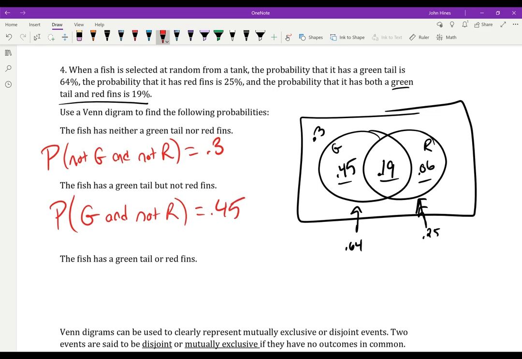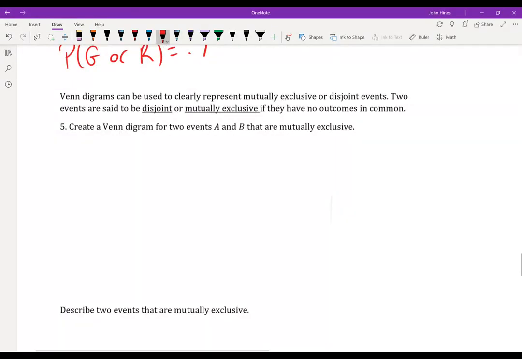And then I also have green or red. The or is those middle three there. Or probabilities are those middle three there. So 0.45 plus 0.19 plus 0.06 gives me 0.7. So hopefully you feel comfortable with these Venn diagrams. We always put the and probability in the middle, and then you can figure out the rest from that.